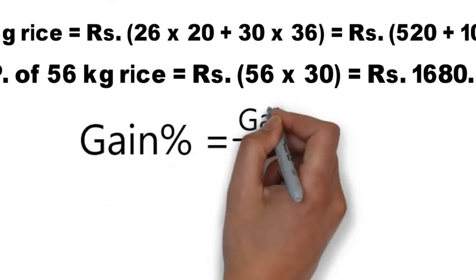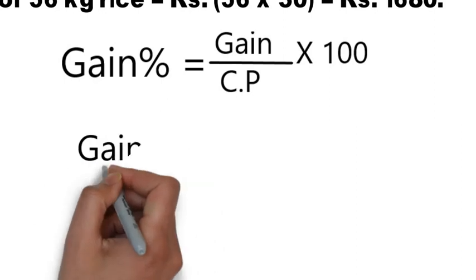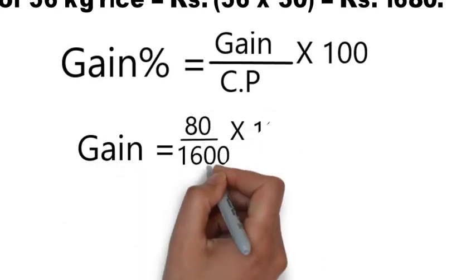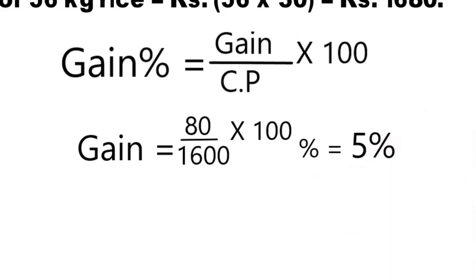Gain percent equals gain by CP into 100. Therefore, gain percent equals 80 by 1600 into 100%, equals 5%.